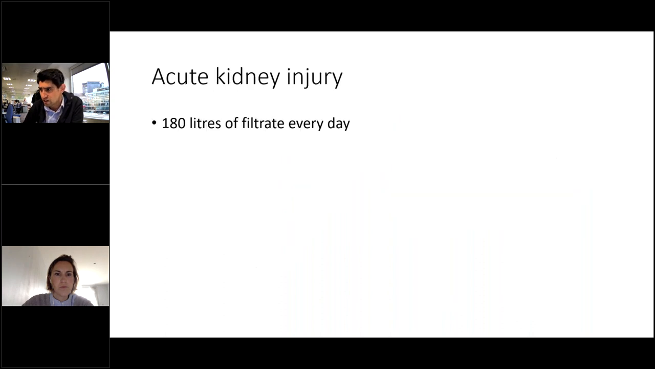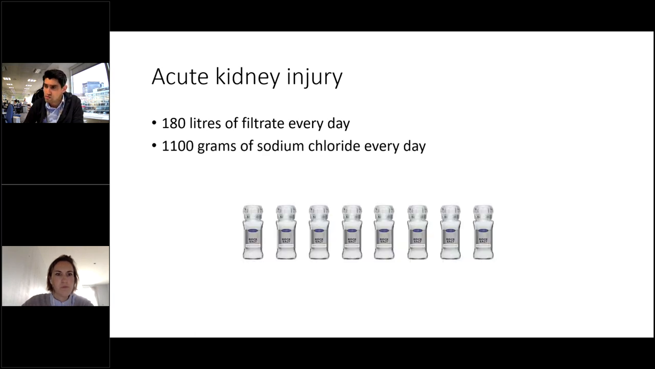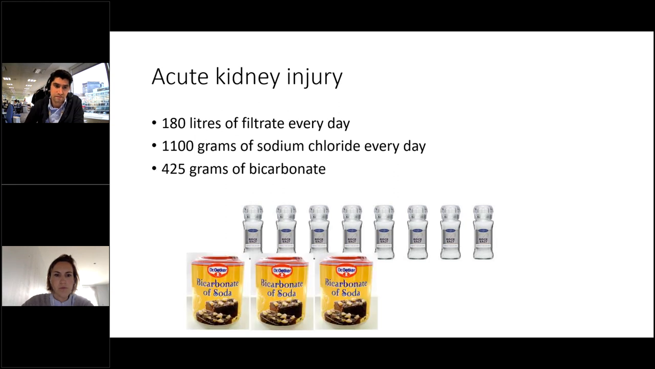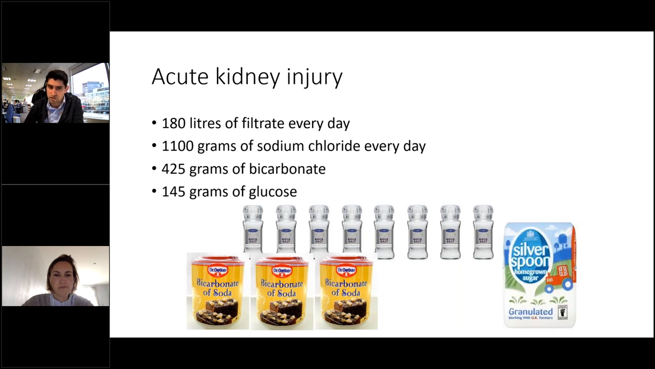And so if we try and quantify exactly what our tubules do, if you have a GFR of 100 mils per minute per 1.73 meters squared, that's equivalent to 180 liters of filtrate every day, and about 1 kilogram of table salt every day, about 0.5 kilogram of bicarbonate every day, and 145 grams of glucose. It's a huge amount of fluid and solute that your kidneys filter on a daily basis.